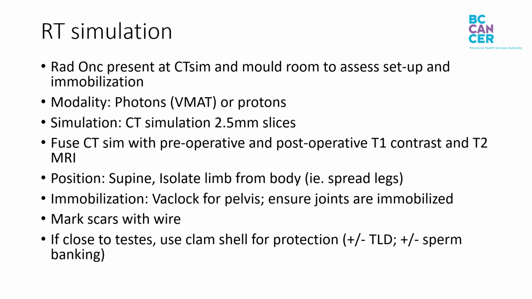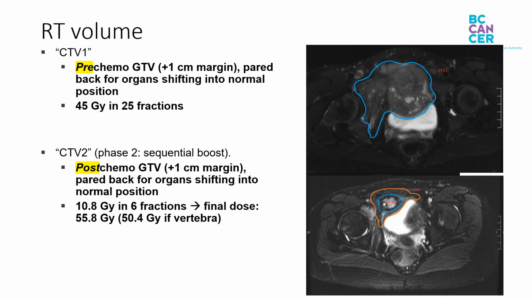For instance, if this is a femoral disease, we would try to spread the legs to make sure that contralateral leg is spared from any kind of integral radiation dose. Immobilization usually involves back lock for pelvis, and we ensure that joints are immobilized so that they are reproducible every time. And we mark scars with wire, and if the disease is close to the testes, we use clamshell for protection, and consideration should be given for dosimeter as well as sperm banking. This is the demonstration of radiation therapy volume.